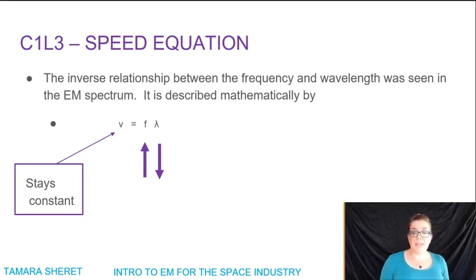So you've got v equals f lambda. You might have heard of it as c equals f lambda, where you use c, which stands for the speed of light, which is technically correct as well. It depends which form you're used to looking at.